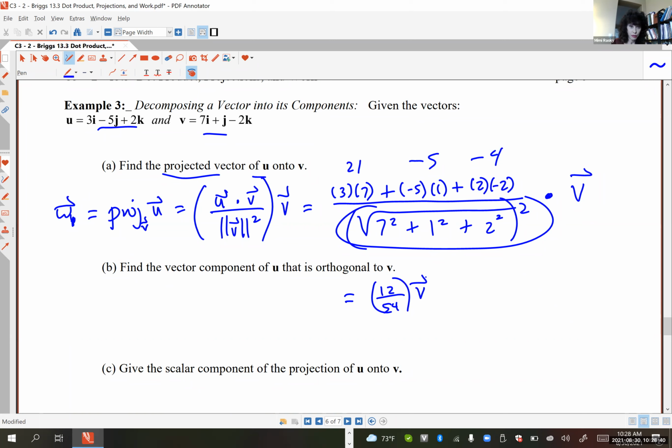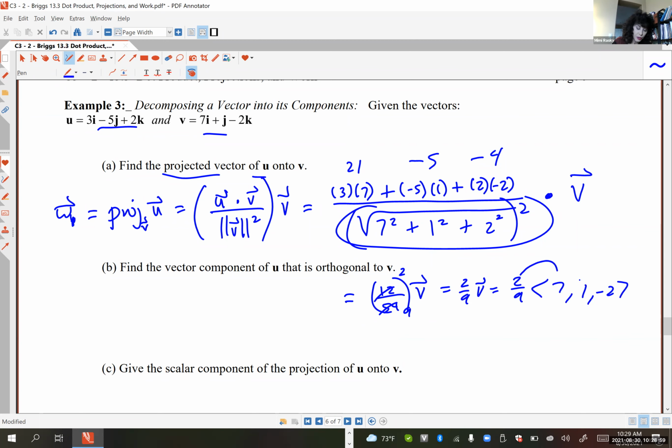Try and reduce your fractions as much as you can. So when you reduce 12 54ths, I think both of those are divisible by 6. Yeah, you get 2/9. So 2/9 v. And that will be 2/9 times the vector with components 7, 1, -2.